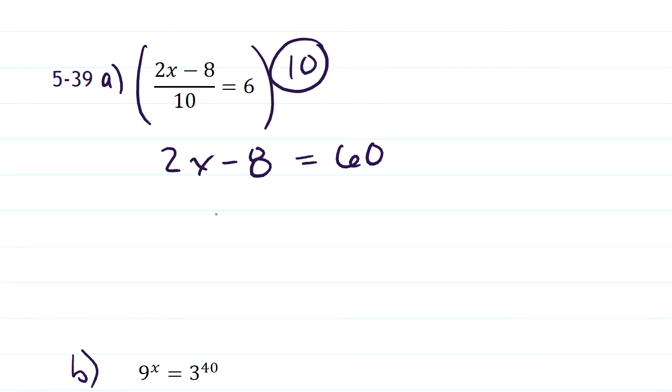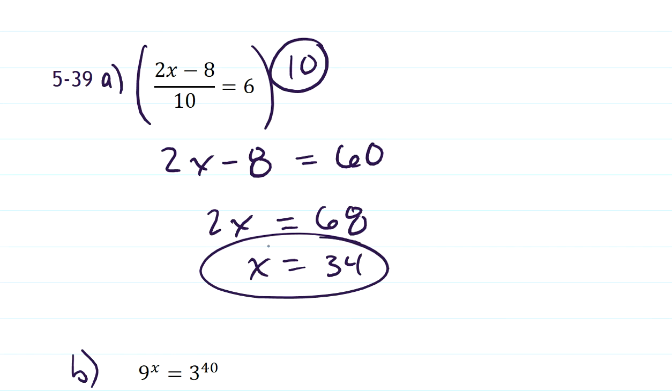Next, I'm going to add 8 to both sides. That gives me that 2x is equal to 68. And finally, I'm going to divide both sides by 2, giving me that x is the value 34. So that's question 39a. Now let's take a look at 39b.